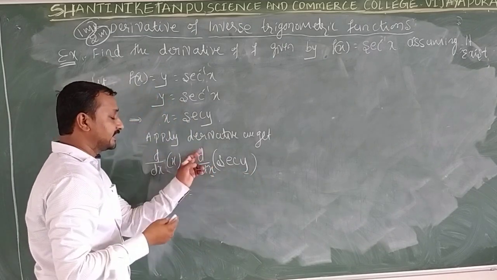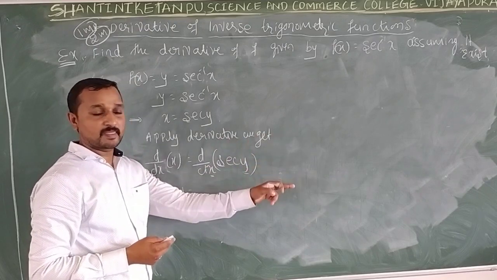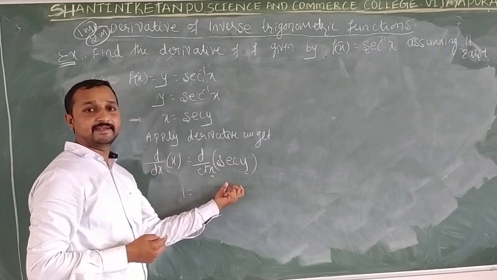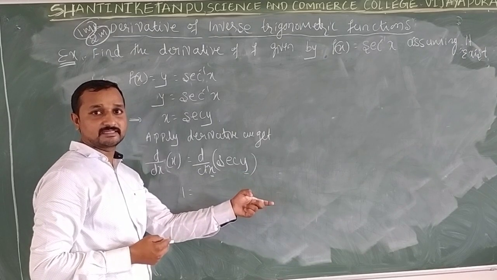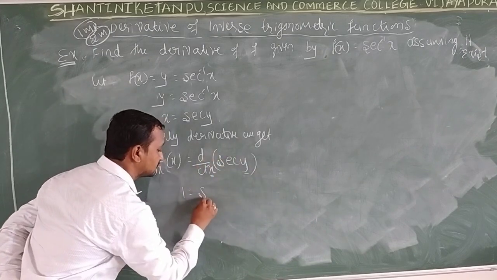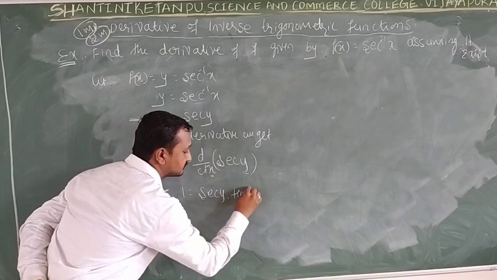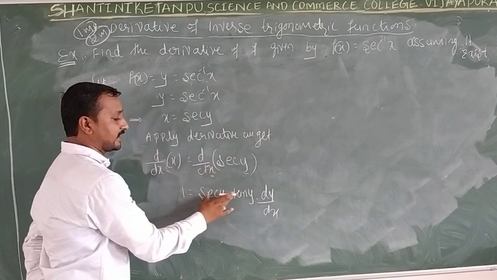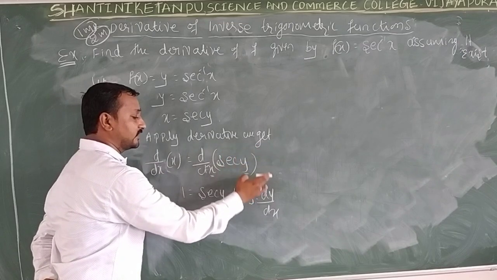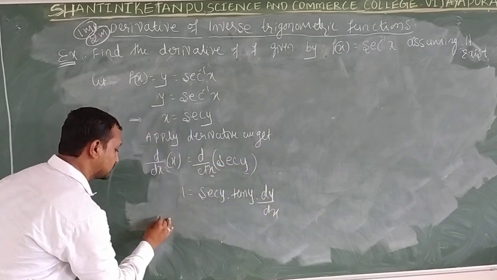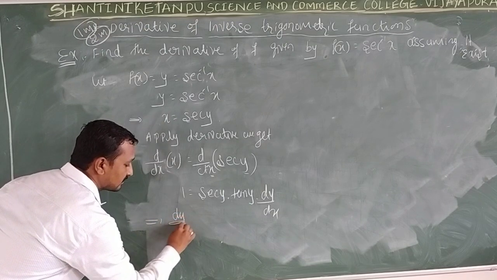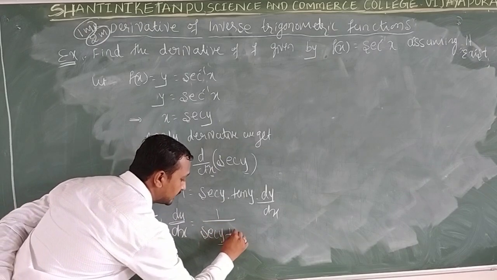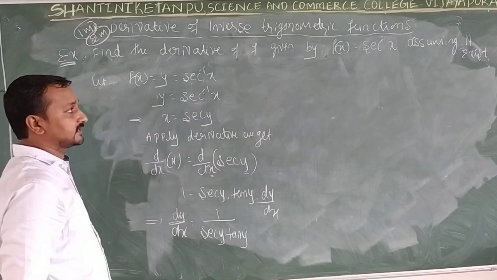So we treat sec y as sec x and differentiate. Already we know that the derivative of sec x is sec x into tan x. The derivative of sec y is sec y into tan y with respect to dy by dx, because we differentiate a function in terms of y, so we write dy by dx as a multiplication term. This is a standard formula. Then dy by dx is equal to 1 divided by sec y into tan y.